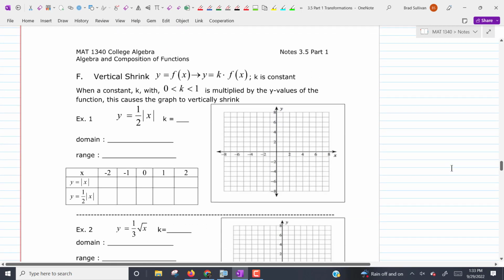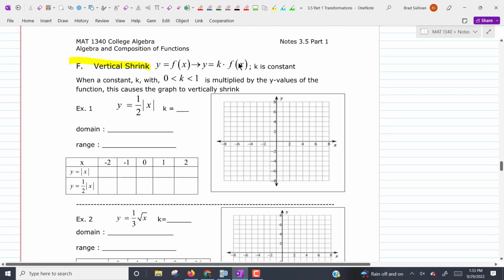Okay, now we're going to look at what we call a vertical shrink. Look very carefully at the problems that we're getting ready to do and look at what the difference is. The idea is the number is outside of the function, outside of the absolute value of x, outside of the square root of x. What's the difference with these numbers? What were the numbers on the previous page?